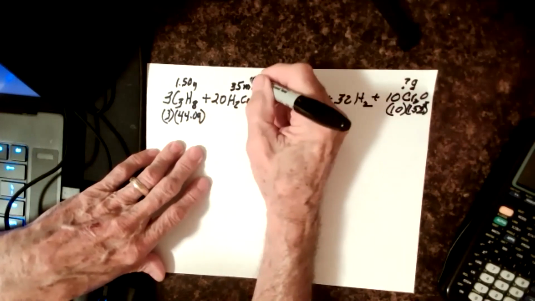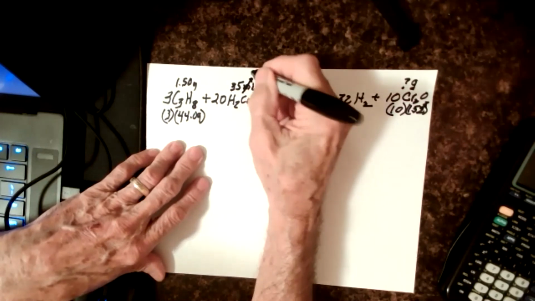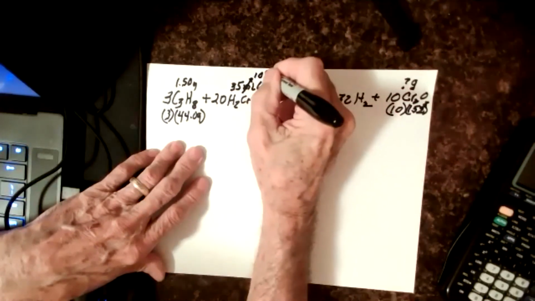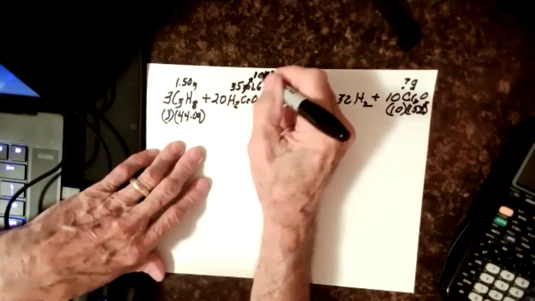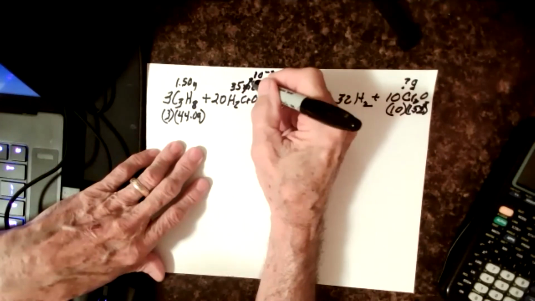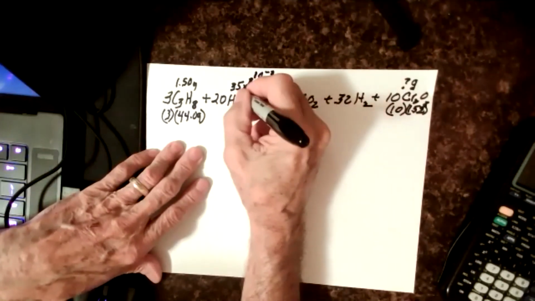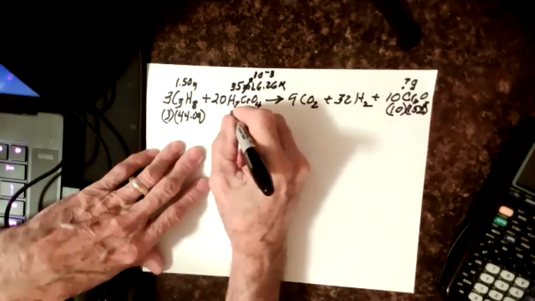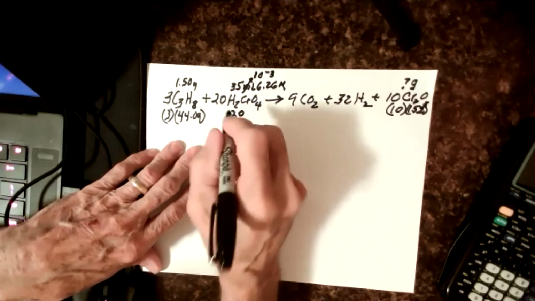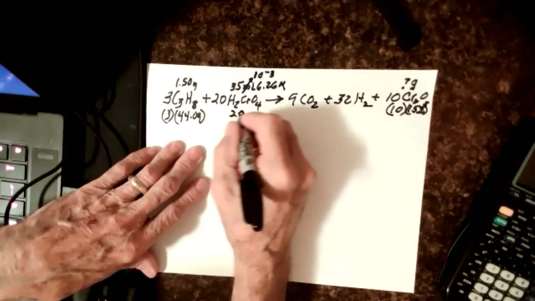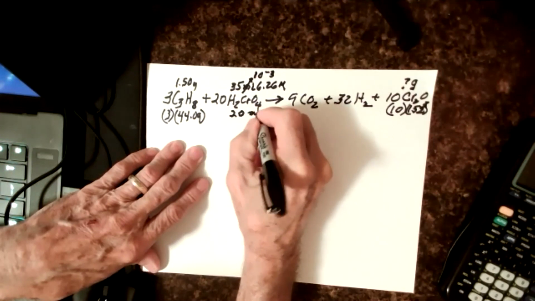Now, I'm going to do a little different than we did over there. I'm going to change this milliliters to 10 to the minus 3. So that's 35 times 10 to the minus 3 liters times 6.26. Now, this is moles, not millimoles. So now I can just put a 20 down here. I found people are less likely to make a mistake doing the problem like this. So this is 20 moles.